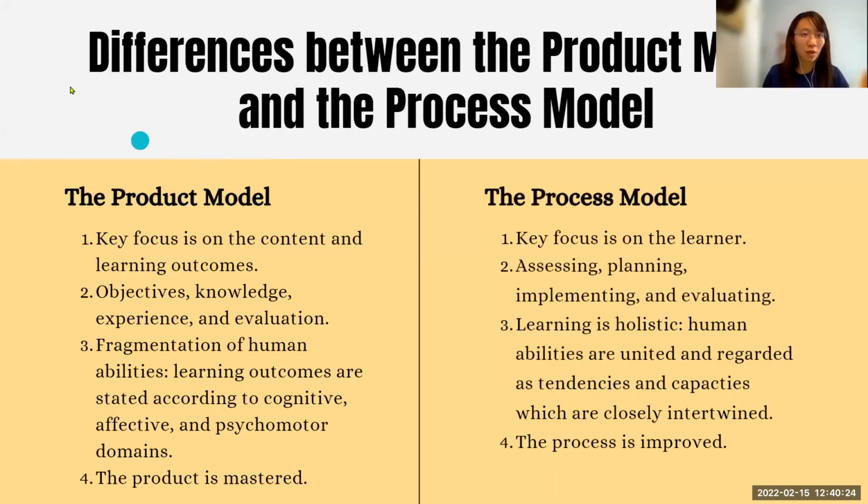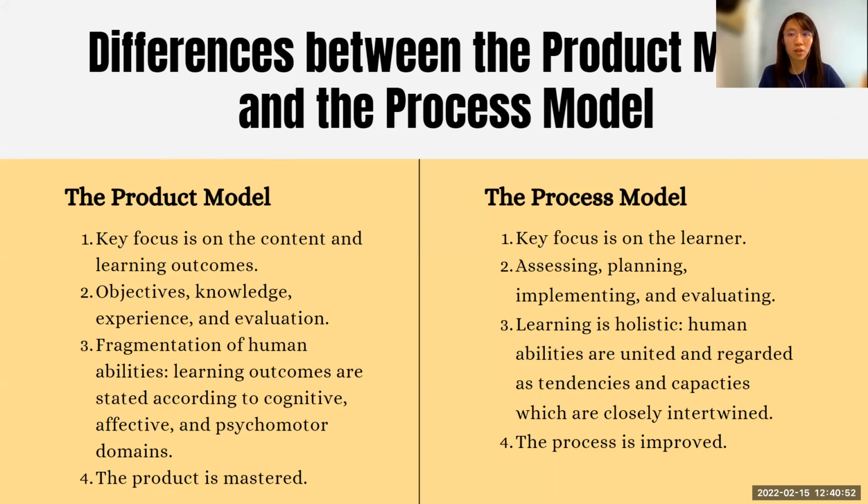So next, we will look at the differences between the product model and the process model. I think from what Shubha has presented earlier, we can see some very obvious differences between the product model and the process model. Firstly, the key focus of the product model is, of course, on the content and the learning outcomes, because behavioral objectives are set prior to planning the lesson.